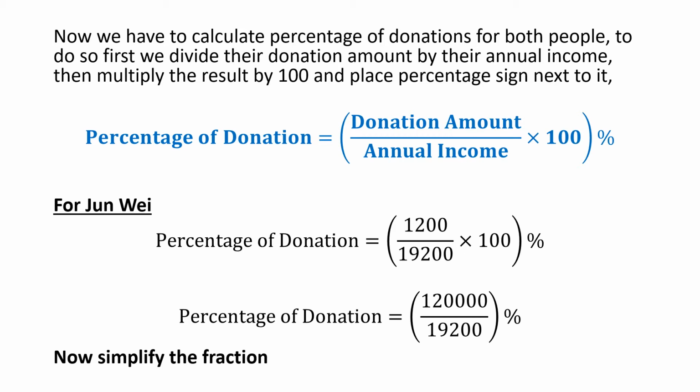Now by using this formula, first we calculate percentage of donation made by Junwei. So we divide amount of donation made by Junwei, that is $1,200, by annual income of Junwei, that is $19,200, and multiply by 100 as shown.